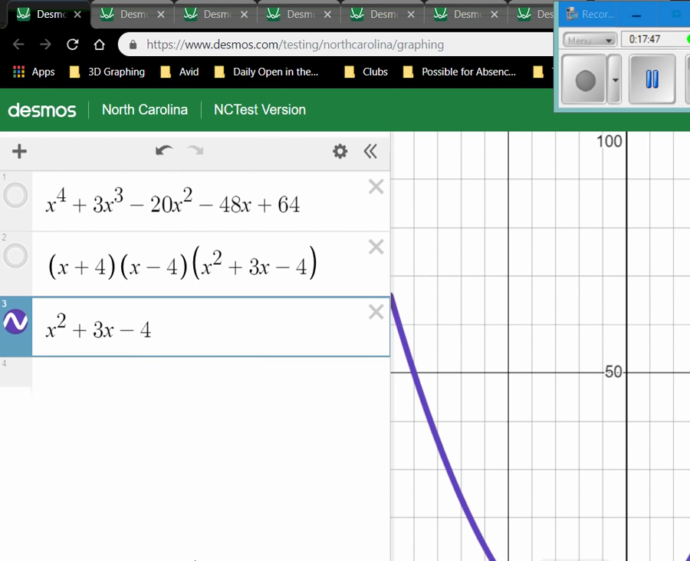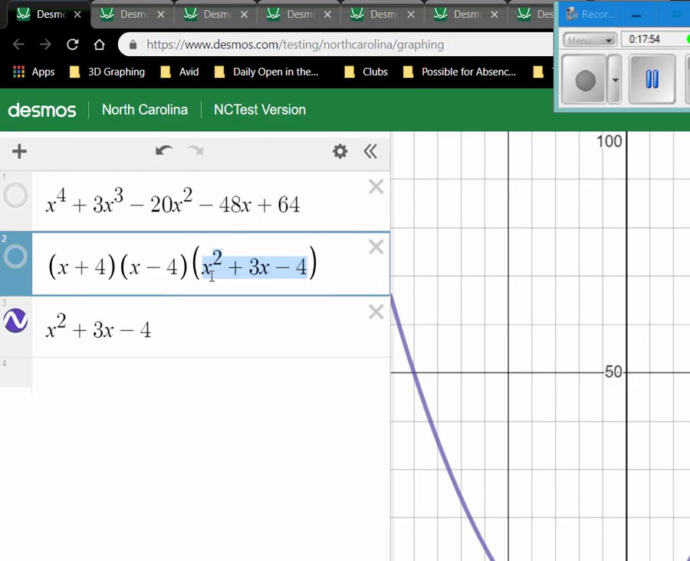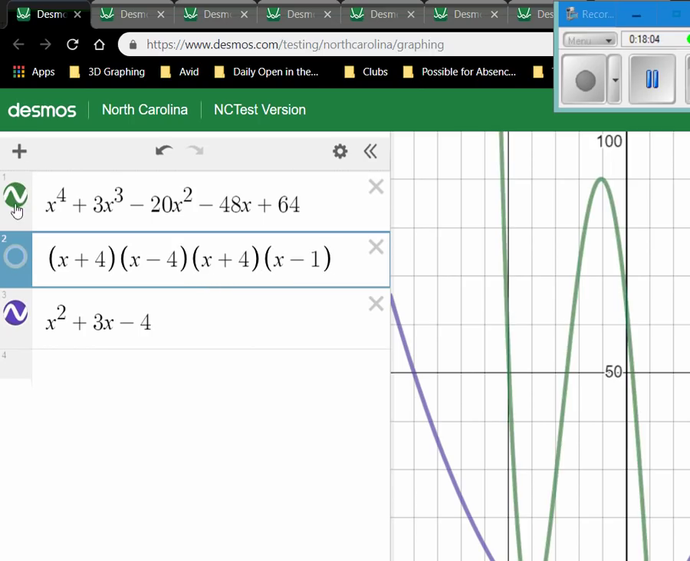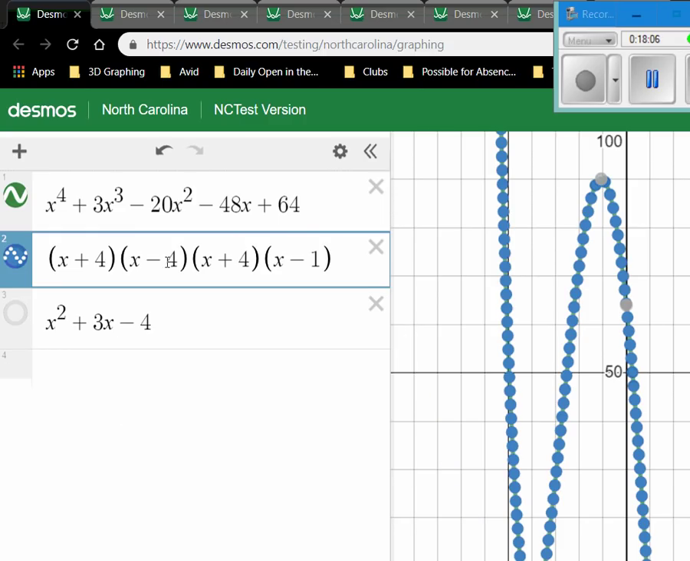So now we just graph these last components. We can graph these last components, and let's see here. It was x plus 4, x minus 1. There's the original. And so this will end up being my answer.